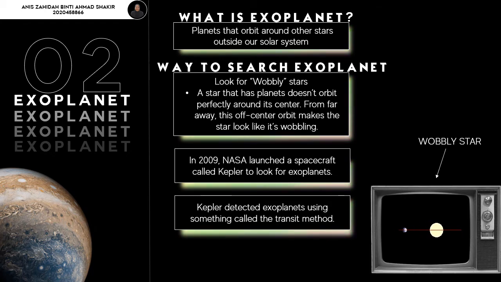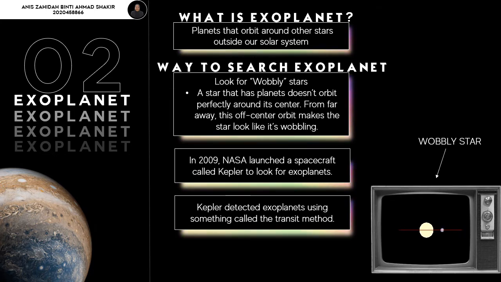So, what is an exoplanet? Simply put, an exoplanet is a planet that orbits another star. All of the planets in our solar system orbit around the sun. Planets that orbit around other stars outside our solar system are called exoplanets. Just because a planet orbits a star like Earth does not mean that it's automatically stable for life.